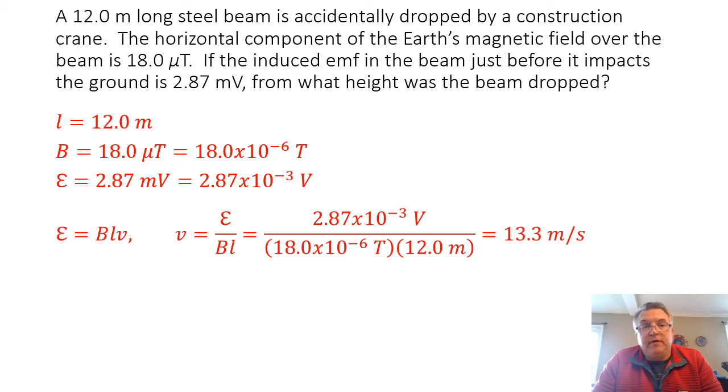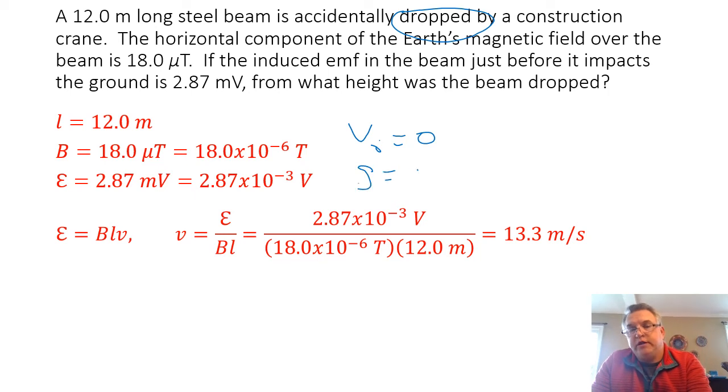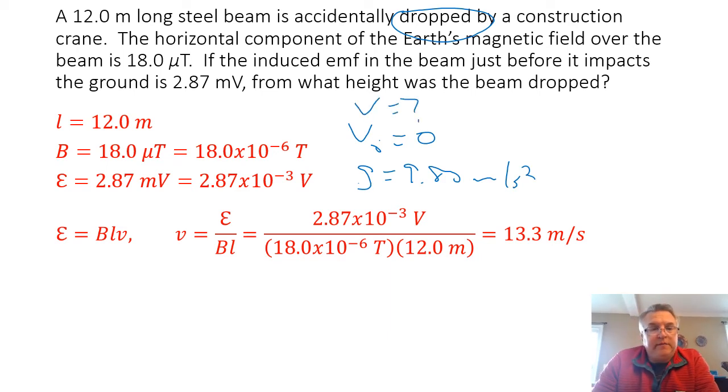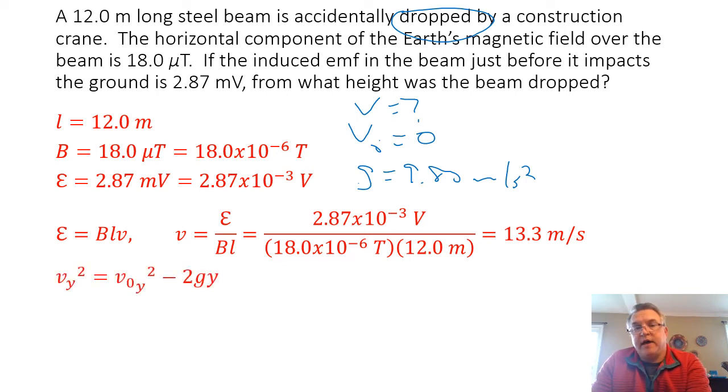Now we're told that the beam is dropped. If the beam is dropped, I know that my initial velocity V naught is equal to 0. And I know, of course, my gravitational acceleration is going to be 9.8 meters per second squared. So I have my value for g is 9.80 meters per second squared. I have my final velocity. I am solving for my height. So I'm solving for y.